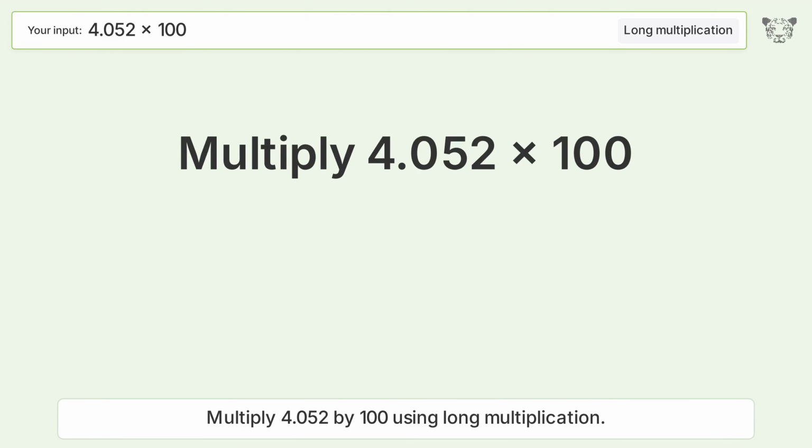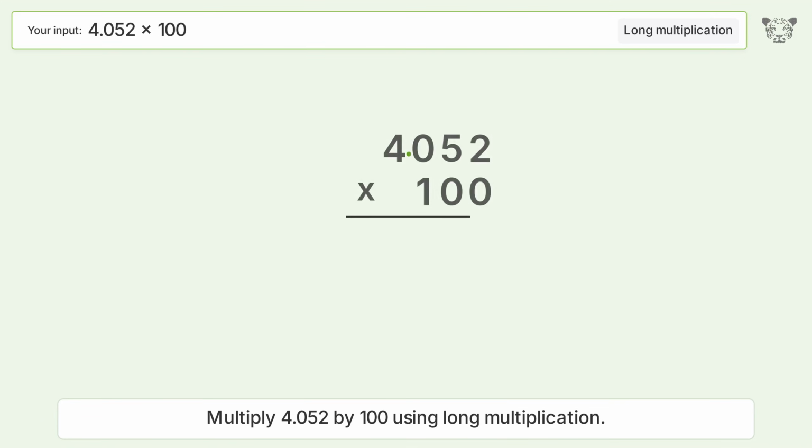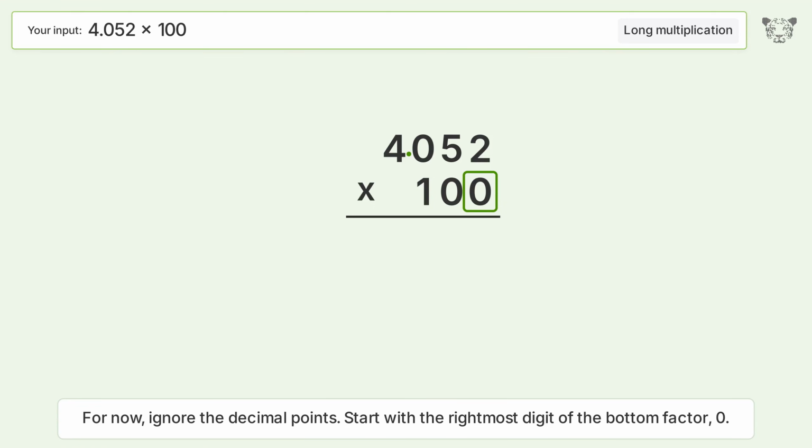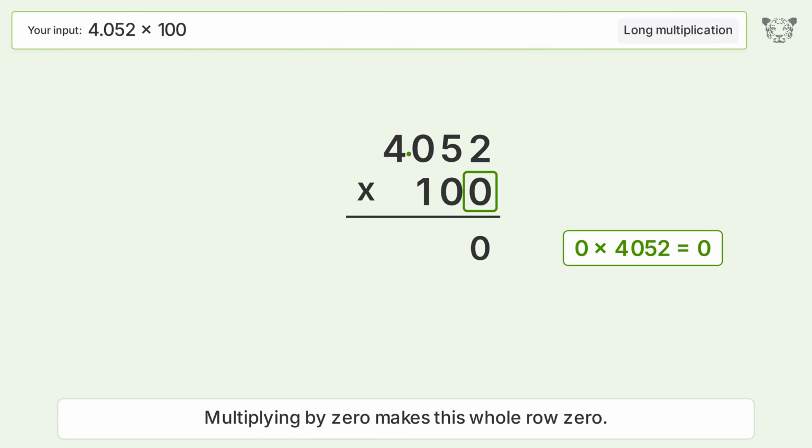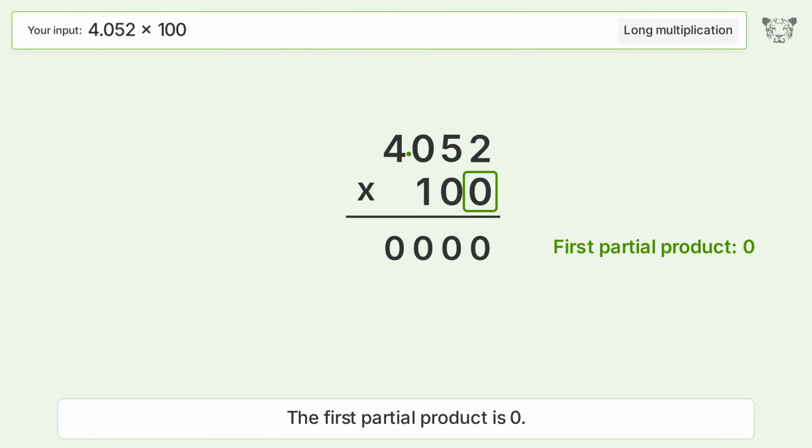Multiply 4.052 by 100 using long multiplication. For now, ignore the decimal points. Start with the rightmost digit of the bottom factor, 0. Multiplying by 0 makes this whole row 0. The first partial product is 0.